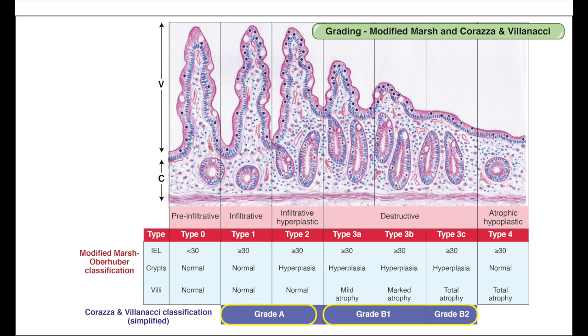Corazza and Villanacci have simplified it into 2 categories: non-atrophic grade A lesion and atrophic grade B lesion. Depending on villi, grade B is further subdivided into B1 and B2. B1 indicates presence of villi, whereas B2 suggests absence of villi. Type 4 lesion is not included in the Corazza classification.